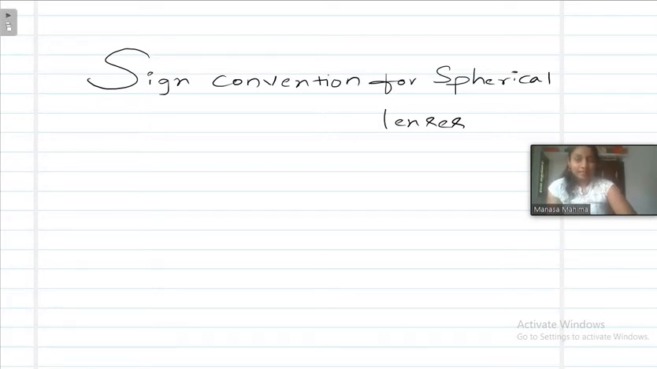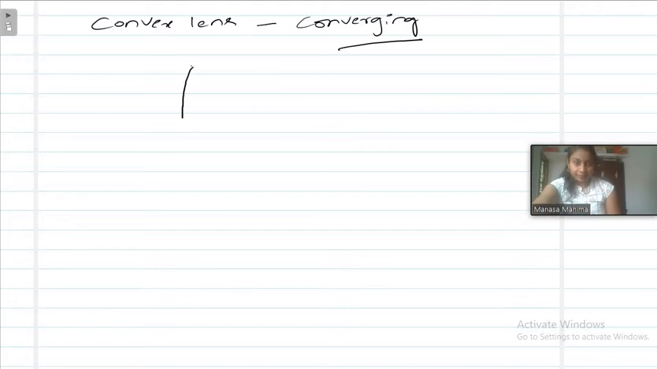And here, the sign convention that we are discussing for lenses is the same as that for mirrors. Whatever I have explained in the case of mirrors, the same thing will be applied for lenses also. For example, if I take a convex lens, as we know, the convex lens function is converging, right? It will converge the rays. So if I take a convex lens, and it has optic center O, right?